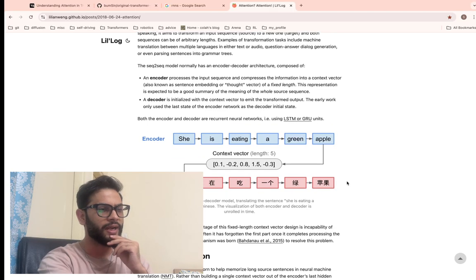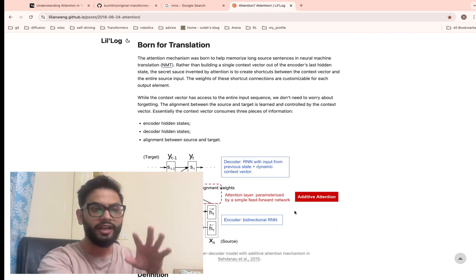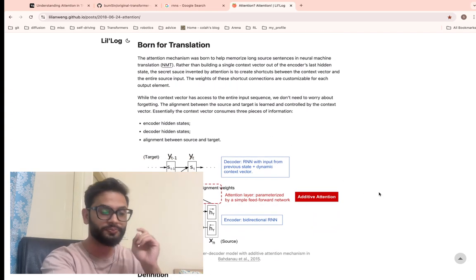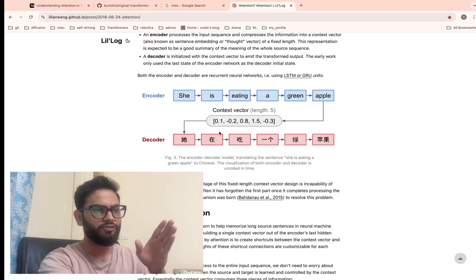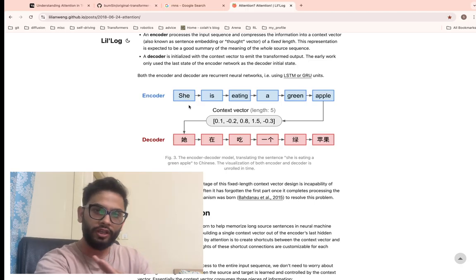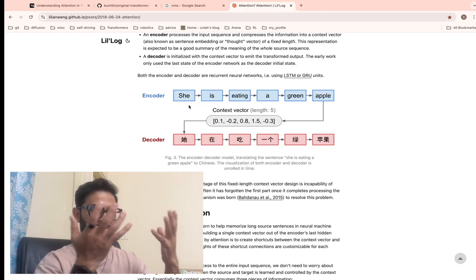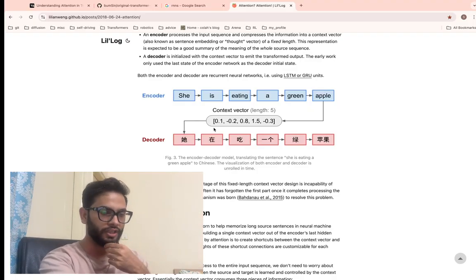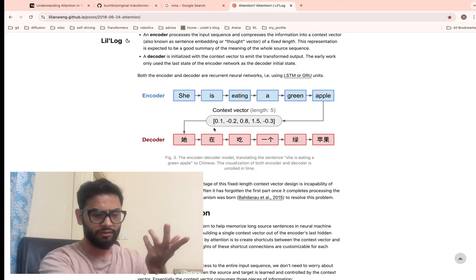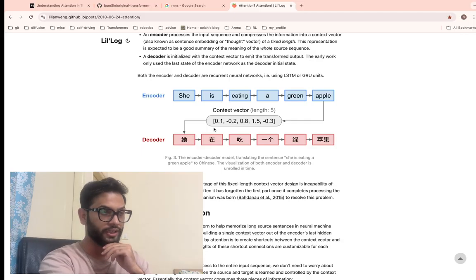This bottleneck was handled by something called attention. Attention was introduced before transformers. What attention says is that instead of passing this one context vector, pass the output of all the encoders. Take the output of all the encoders, stack them up, and pass them to the decoder. That is the idea of attention. That was a very good idea that did very well.